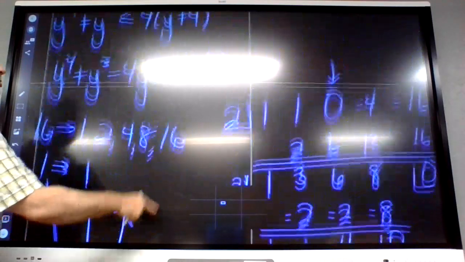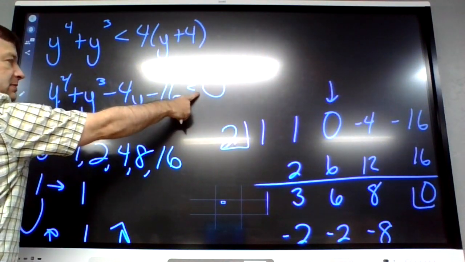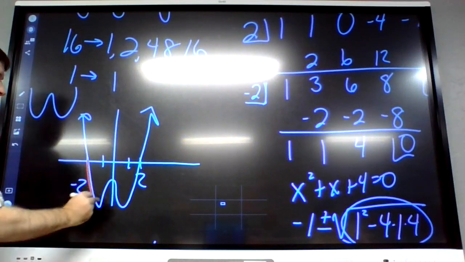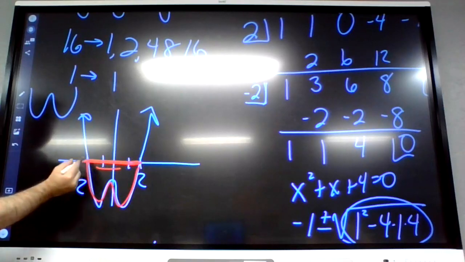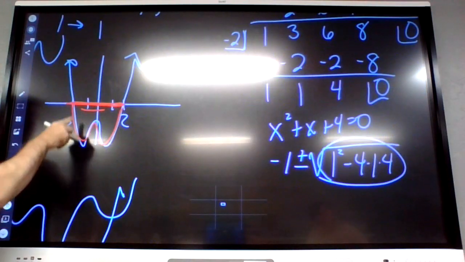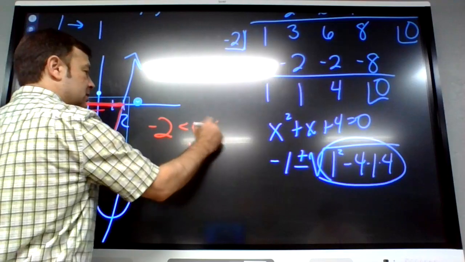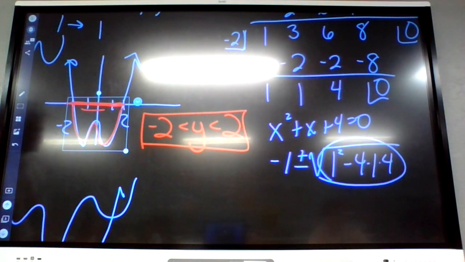And what do we want? We want negative. So that would be between here and here. So all these y values make it negative. So between negative 2 and 2. They use the letter y instead of x. That makes it a little bit confusing.